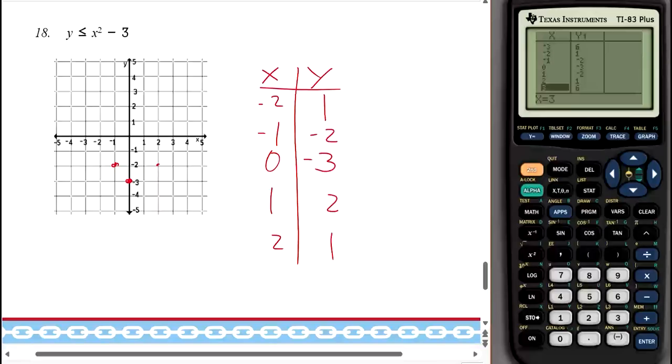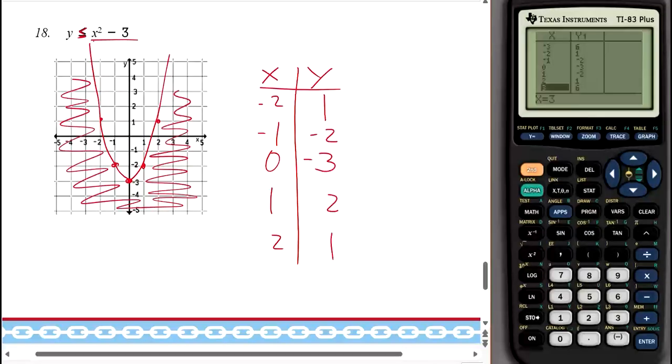So graphing those points here. And here. And again, I have an or equal to in my inequality, so I am going to use a solid line to graph. And then y is less than or equal to the line, right? So I'm going to be shading below the line.